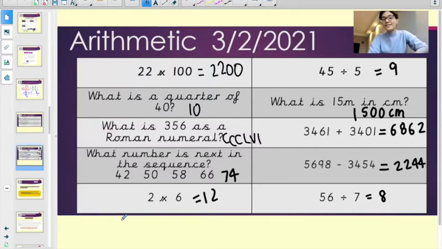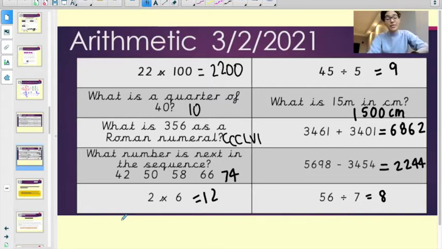2 times 6 equals 12. 45 divided by 5 equals 9. What is 15 meters in centimeters? 1,500 centimeters. 3,461 plus 3,401 equals 6,862.